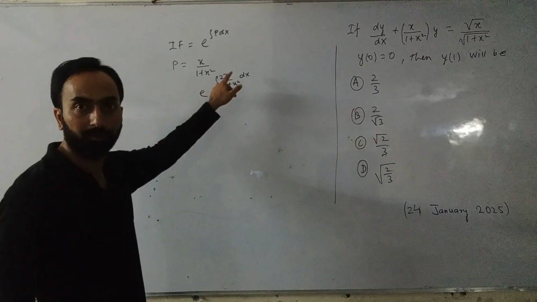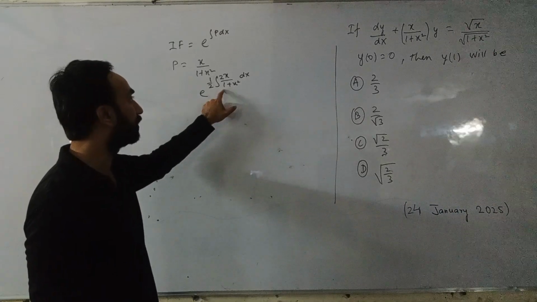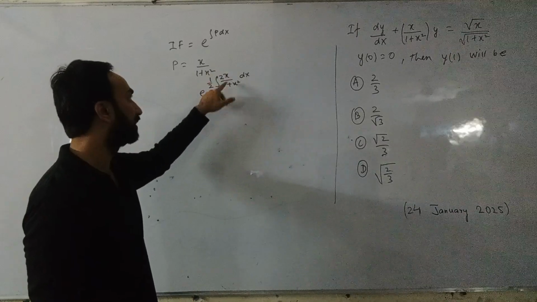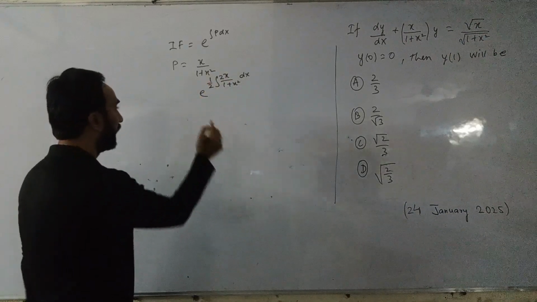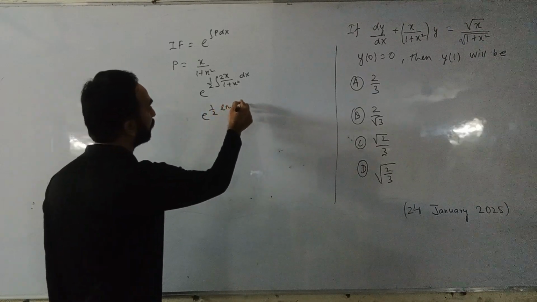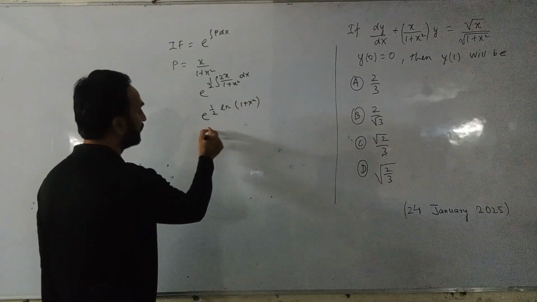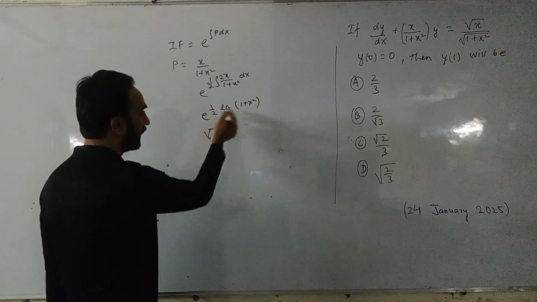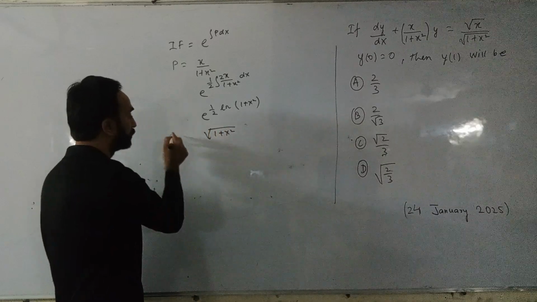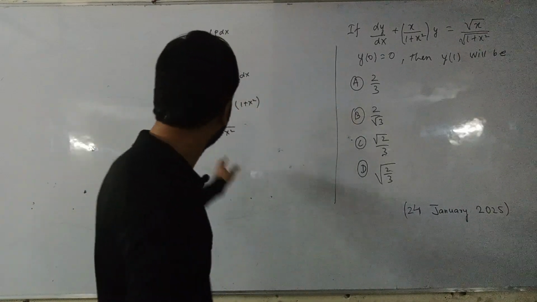Since I am multiplying by 2, I have to balance it by dividing by 2. Now it is of the form where the numerator is the differentiation of the denominator. In this way, this will become ln(1+x²) times a half, which can be written as (1+x²) to the power half, and since e to the power of log is there, your integrating factor will be equal to √(1+x²).